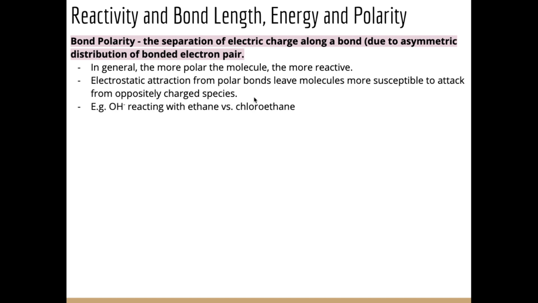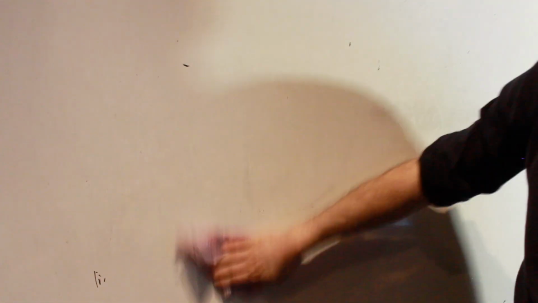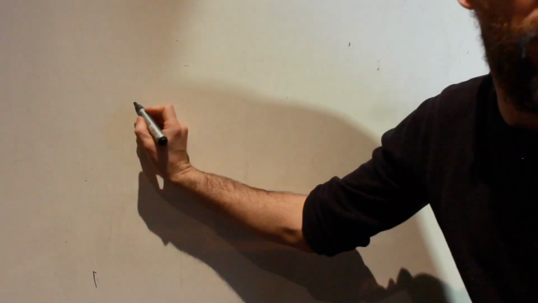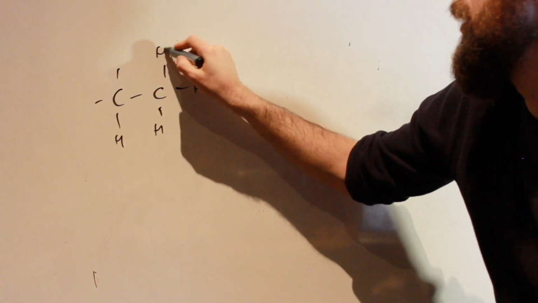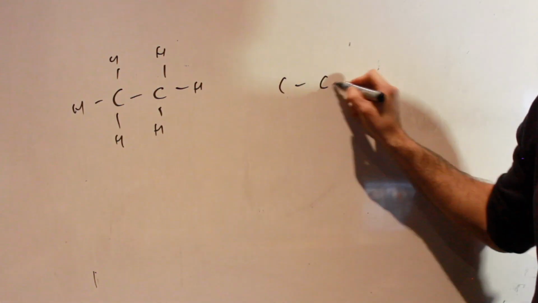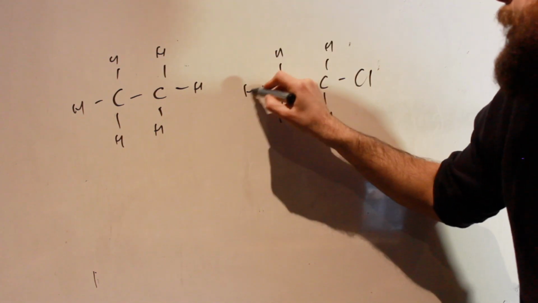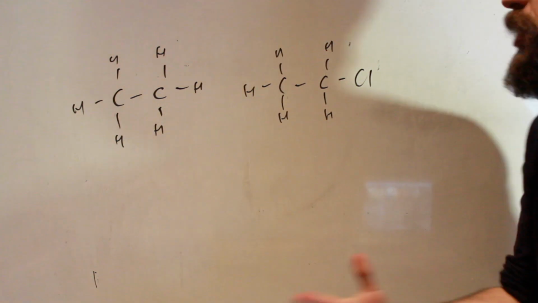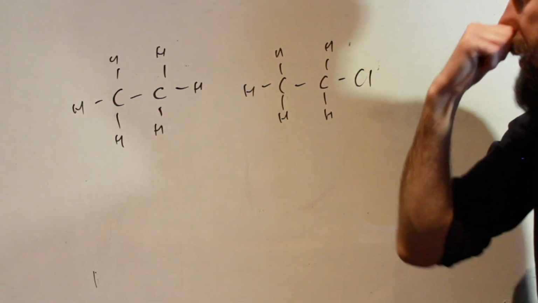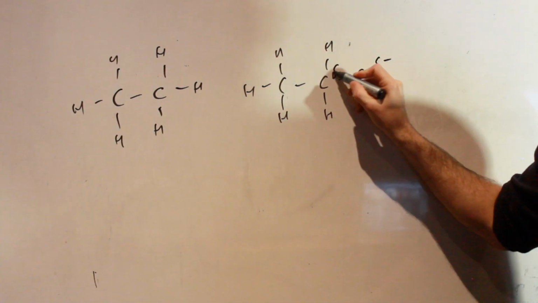For example, a hydroxide reacting with ethane versus chloroethane. So if I erase all these very quickly and draw an ethane molecule versus a chloroethane molecule, ethane, these are all going to be hydrogens. Chloroethane, we're going to have one of these as a chlorine. So our CH bond is a non-polar bond because the carbon and hydrogen have very, very similar electronegative values. So they're going to share that electron pair pretty evenly. So there's no polar bonds. However, over here we do have a delta negative and we do have a delta positive.